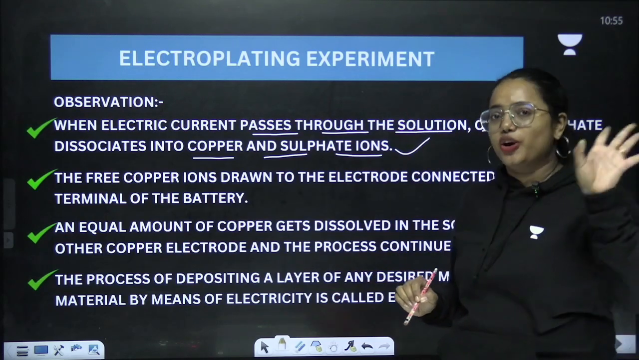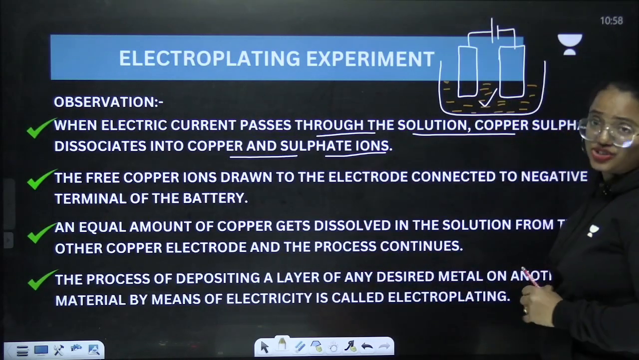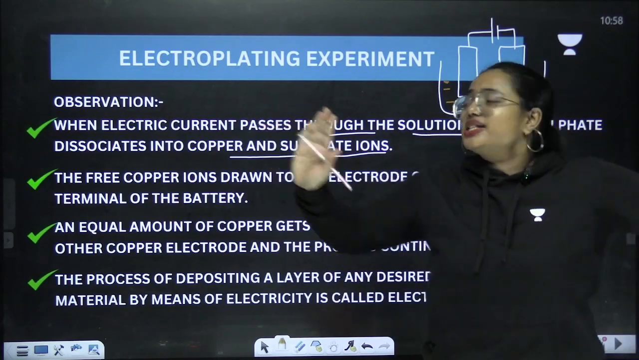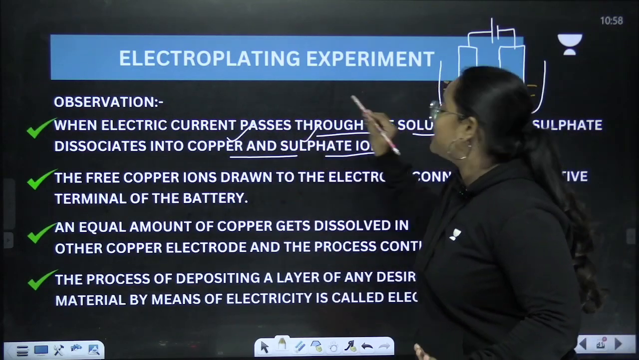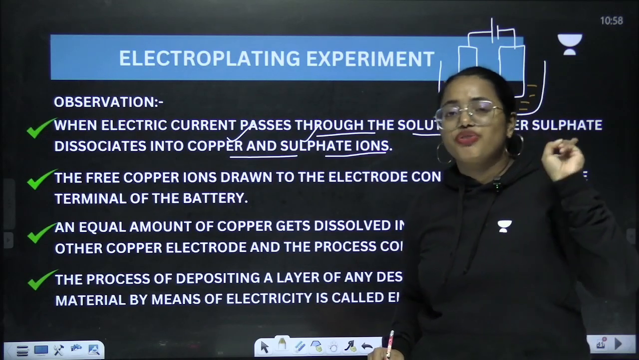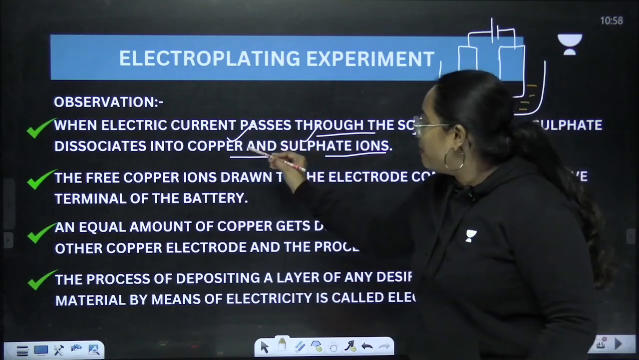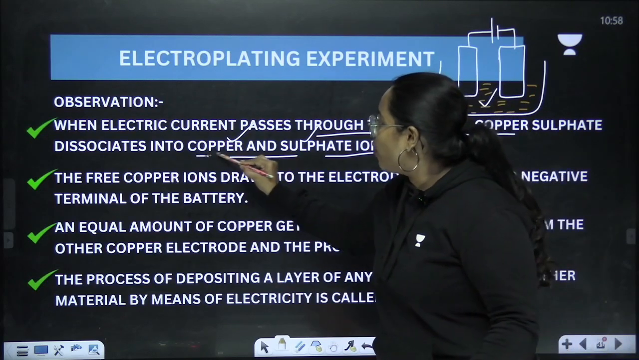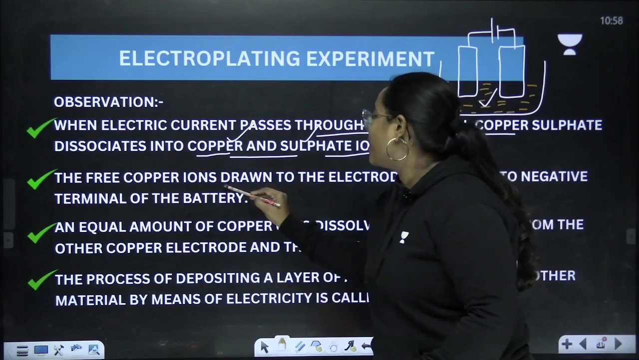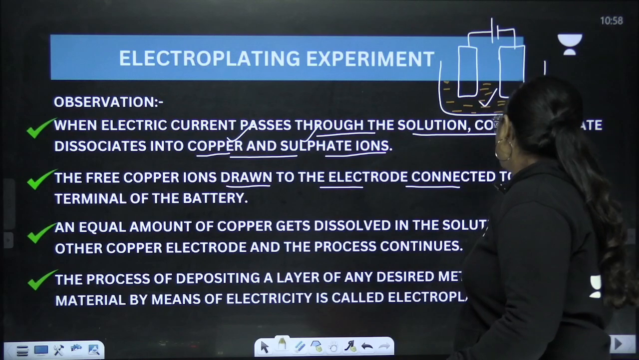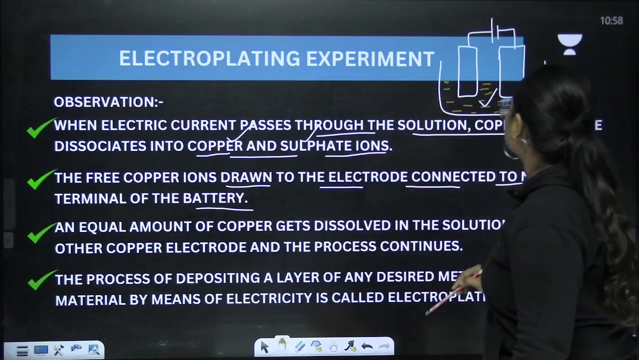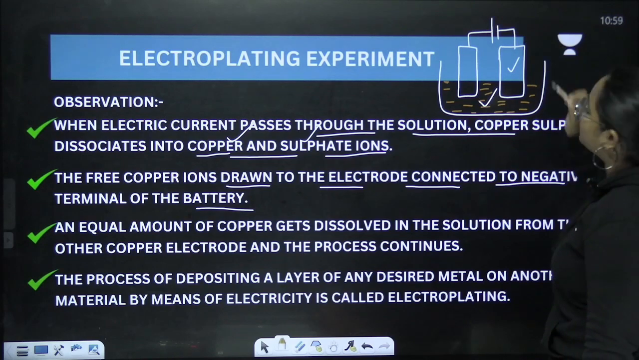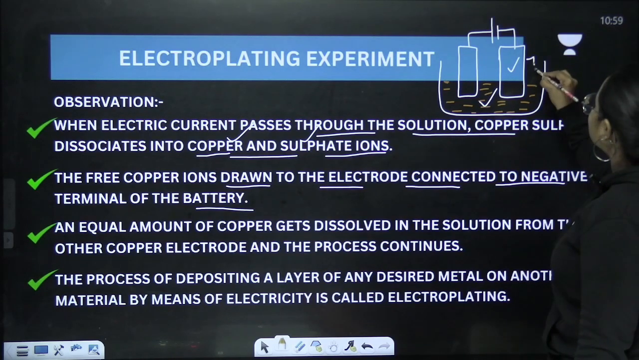That's the first point. I told you that this is a conducting solution, so when electric current passes through it, it dissociates into copper and sulfate ions. There are 2 types of ions formed here, copper ions and sulfate ions. Clear? And what is happening to the copper ions? The free copper ions are drawn to the electrode connected to the negative terminal of the battery. This is the electrode connected to the negative terminal, so I can name it as number 1.